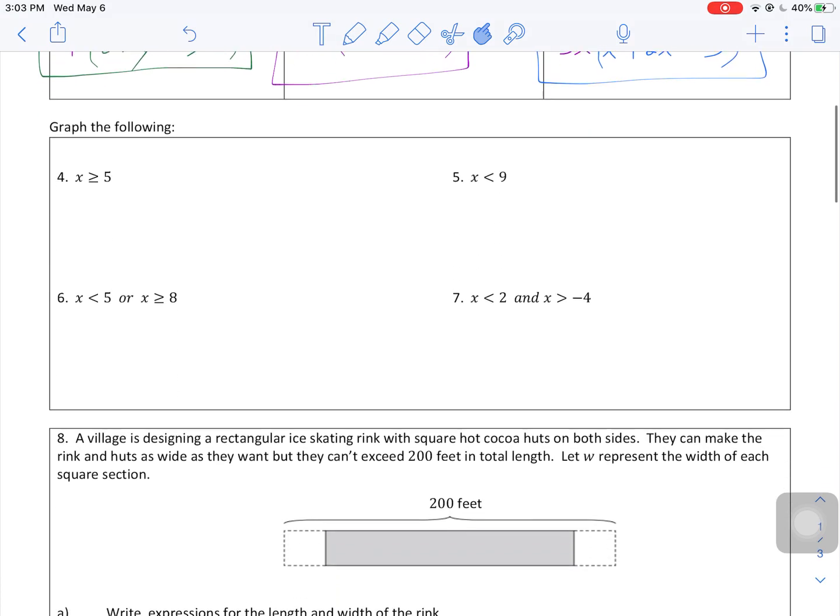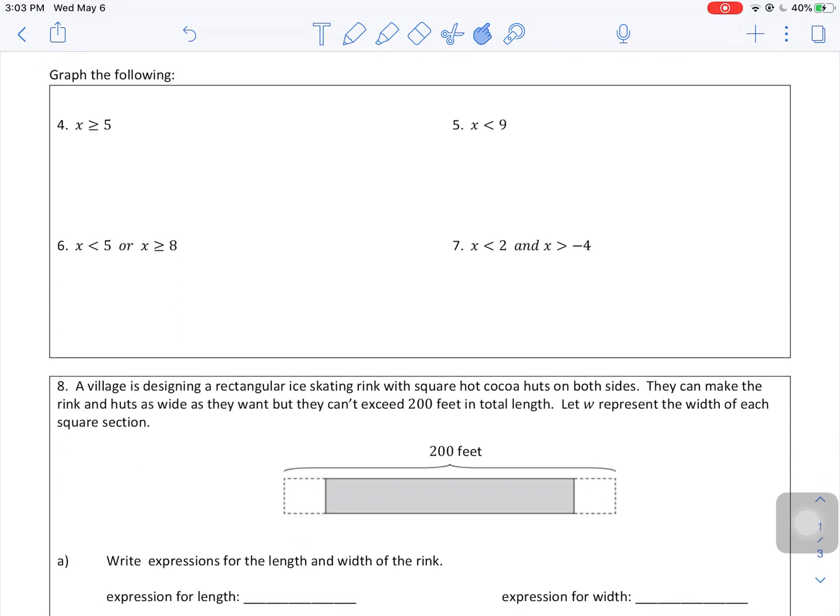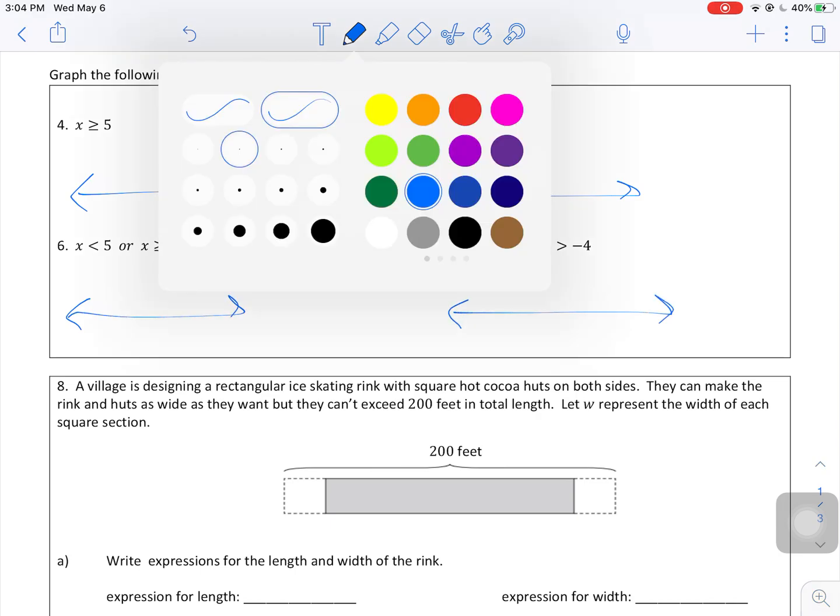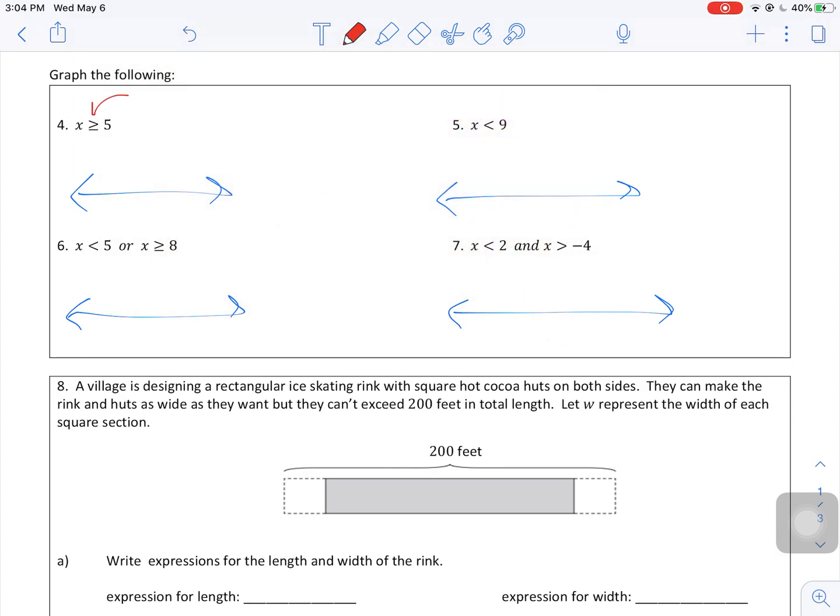Number 4, graph the following. X is greater than or equal to 5. I'm going to draw a little number line for all of these. Remember, when you have the little half equal sign in your symbol, it means you want a closed circle. And when you don't have the little half equal sign, it means you want an open circle.